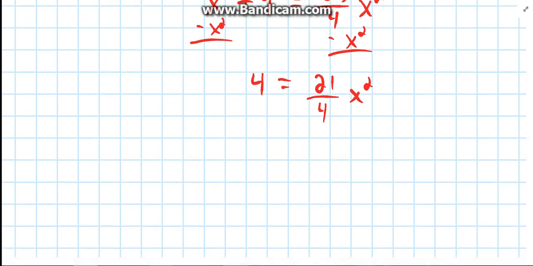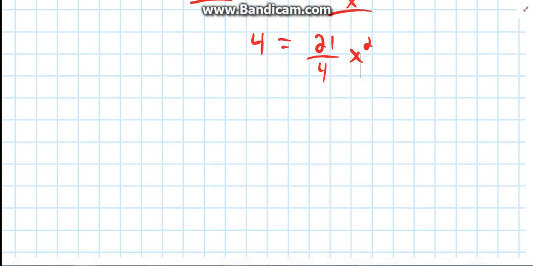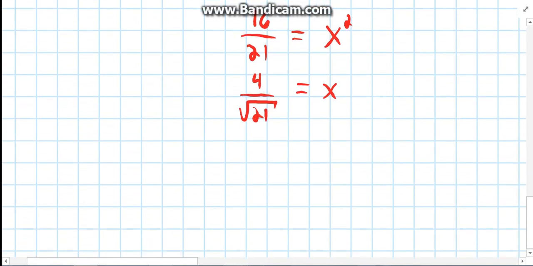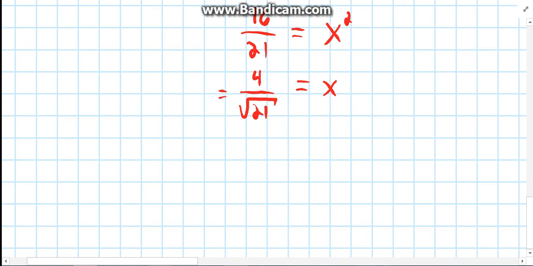How am I going to solve that? How do we solve that? Multiply by 4 and then? Yeah, so we get 16 over 21 equals x squared. So then I'm going to take the square root of both sides. So you get that. And if you want to rationalize that, you can. And it would be 4 root 21 over 21.